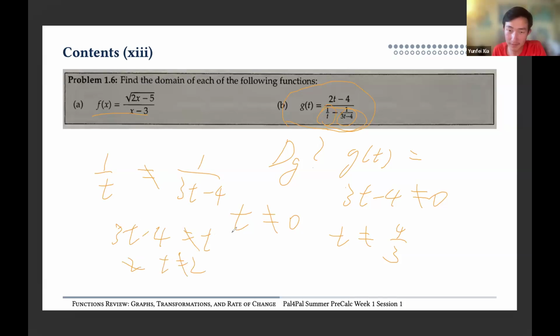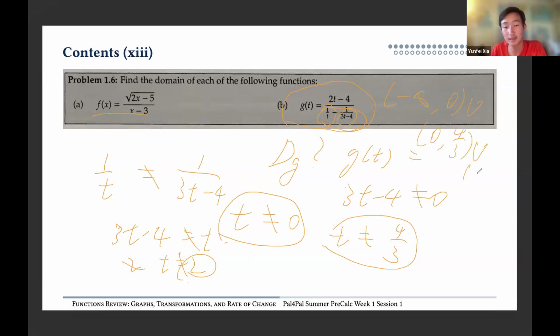Okay, so we got the following values for t that are restricted. t cannot be equal to 0, nor 4 over 3, nor 2. So therefore, negative infinity to 0, union 0 to 4 over 3, union 4 over 3 to 2, union 2 to infinity. Is that correct? Yeah, seems like it.